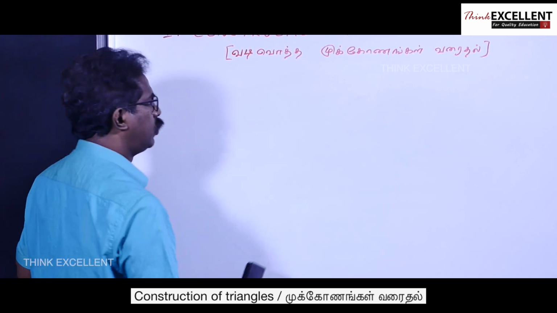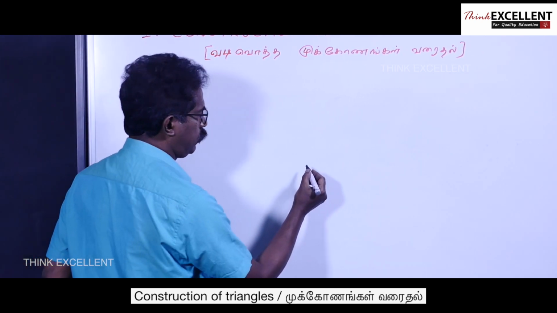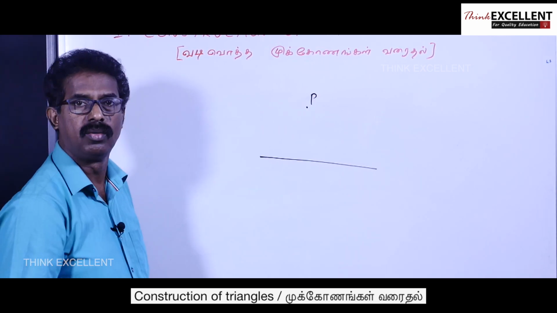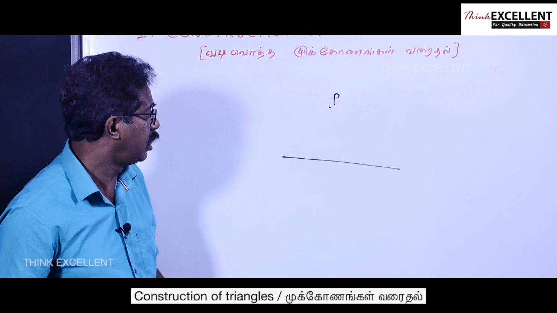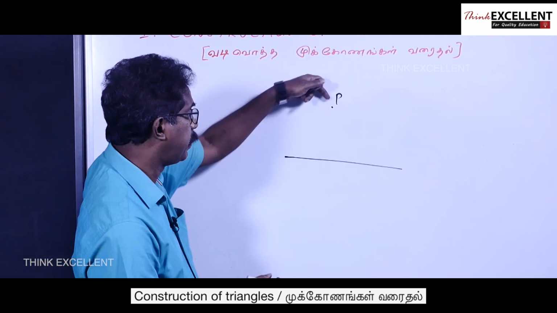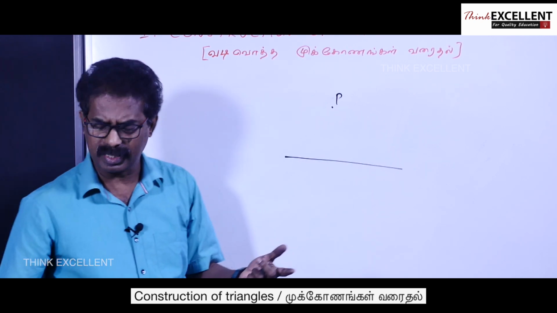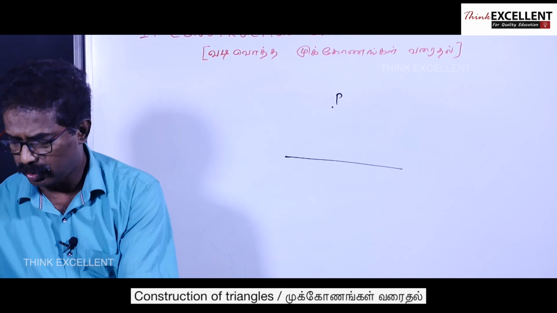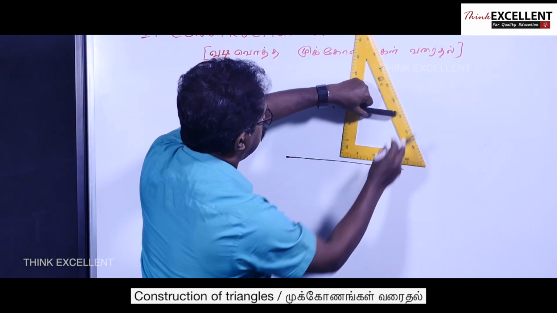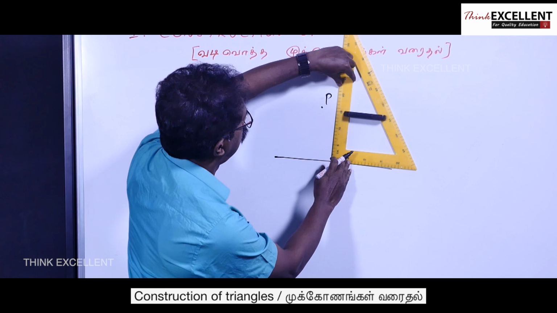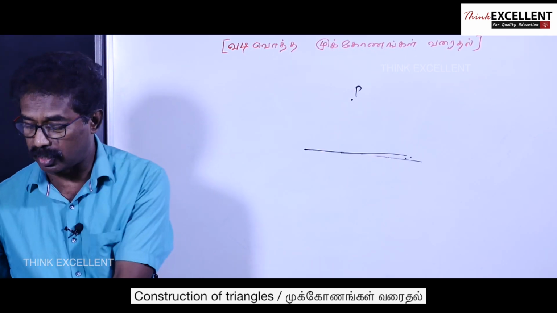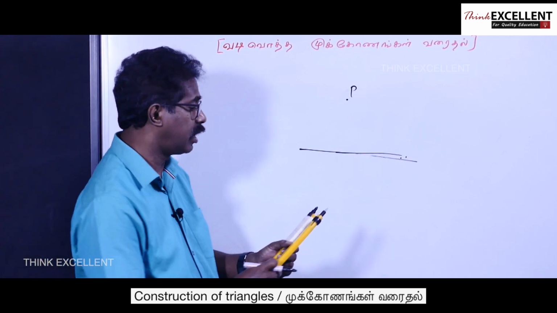Then you need to know how to draw a perpendicular line from a point. P is a point. From here, how can you draw a perpendicular line? Suppose you want to draw an altitude from P. There are so many ways, right? Using a set square you can draw, using a protractor you can draw. Using a set square you can draw like this, moving it so you can draw this line perpendicular. Or using compass, how to draw? I'm going to explain only that, how to draw using compass.